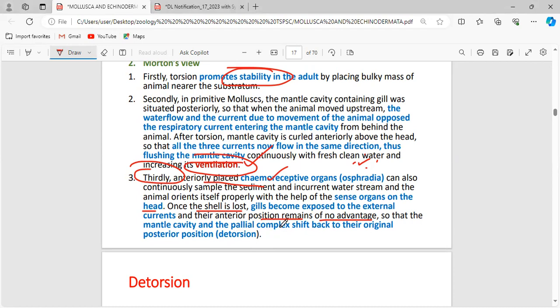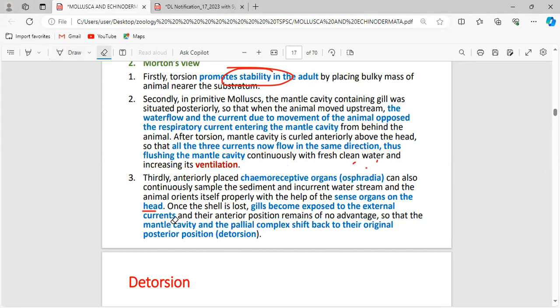See now, once the shell is lost, the gills become exposed to the external currents, and their anterior position is of no advantage, so the mantle cavity and the pallial complex shift back to their original posterior position. That is said to be detorsion.